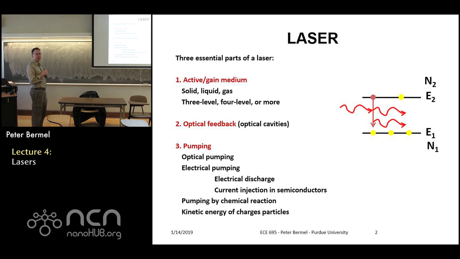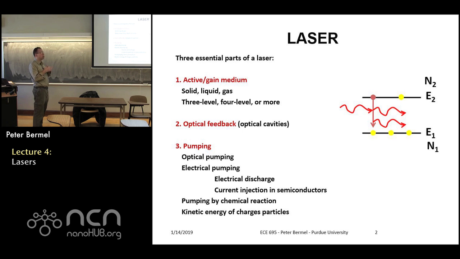Then the second thing that's really important is optical feedback. The reason we need that is because if we have a photon that we want to keep cloning, then we have to keep it in the cavity long enough so it can be cloned enough times and basically grow in intensity. And then the third thing is basically pumping.